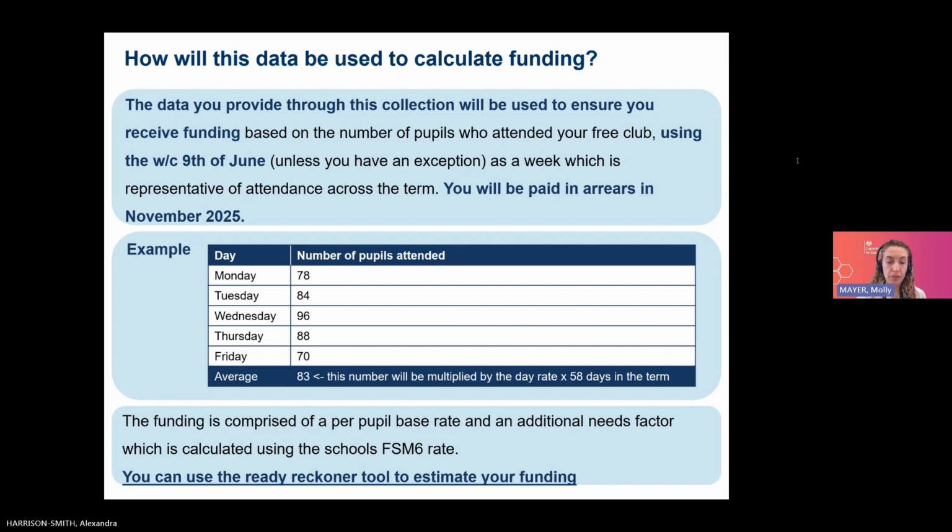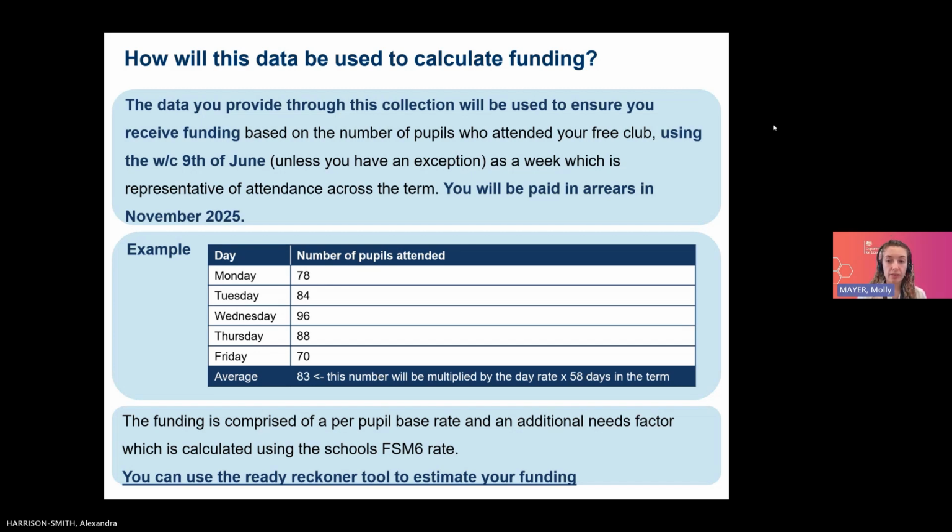for summer term. So for example, say a school reports their daily numbers and it averages out to 83 pupils per day. We will assume this is reflective across the whole term and pay you each day of the term based on those 83 pupils attending. And make sure once you do know the number of pupils that have attended on average each day next week, you can put that number into your ready reckoner that we've shared before to calculate how much funding you will get, because this is based on the number of pupils that attend as well as the proportion of pupils eligible for free school meals at your school.